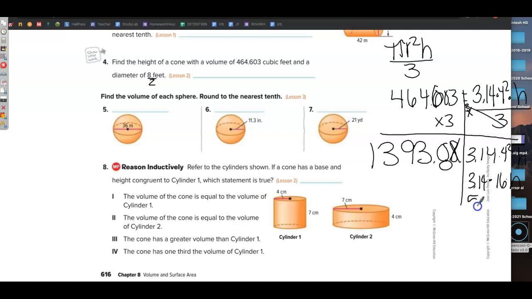50.24. Okay. And then we still have that times h. So what would I do now? You would divide. Good. These two are multiplied, so I would divide by 50.24. So what does h equal?